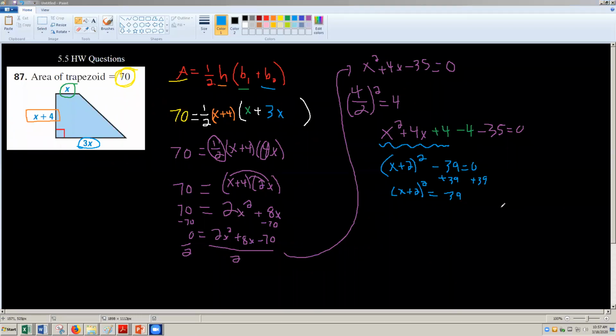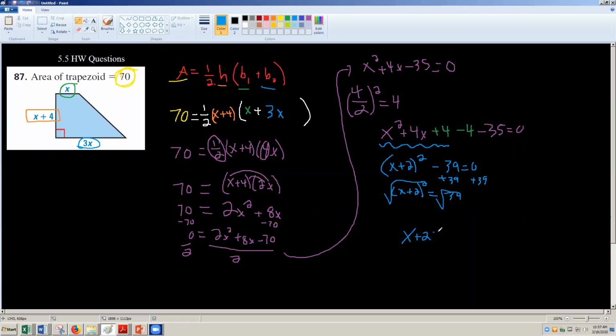My next move here is going to be to divide, or excuse me, to take the square root. So I'm going to take the square root of both sides of my equation. So I get x plus 2 equals always plus or minus the square root of 39. So the square root of 39 is like roughly 6 something, because it's bigger than 36 but less than 49. But we're only going to end up really taking one of these things because I can't have a negative side length.